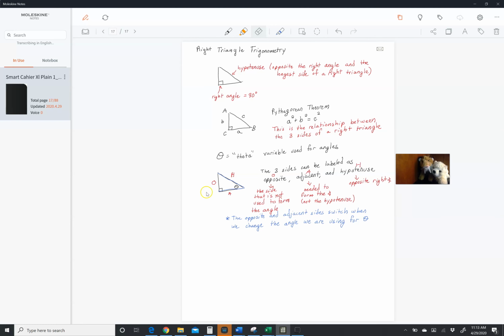And theta is never going to be the right angle. So this would never be theta. Theta is here or it's up at the top, okay? Okay, so let's take a bunch of different triangles and just label them opposite, adjacent, and hypotenuse.